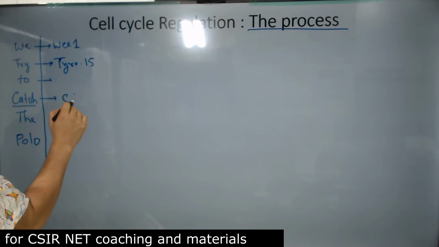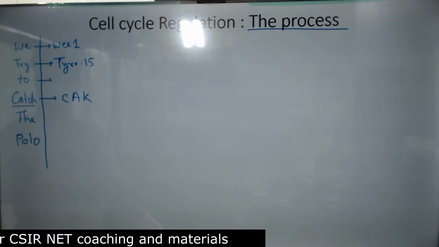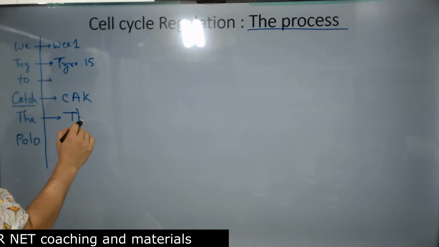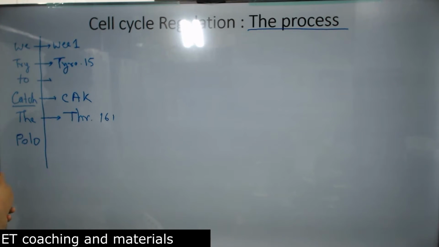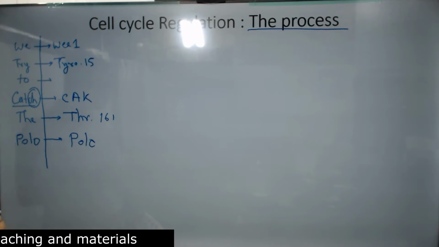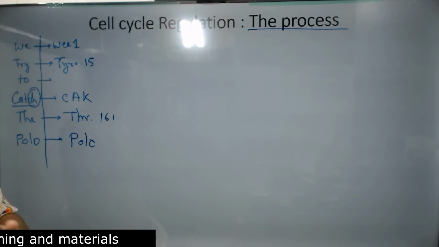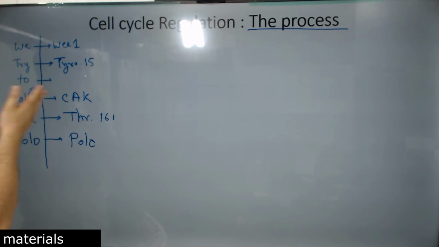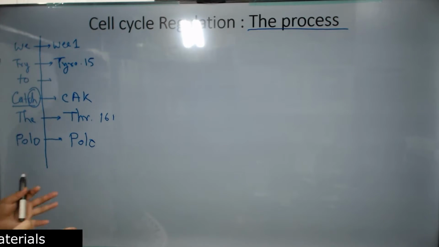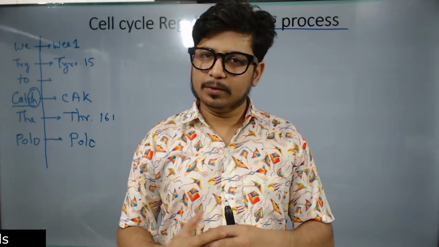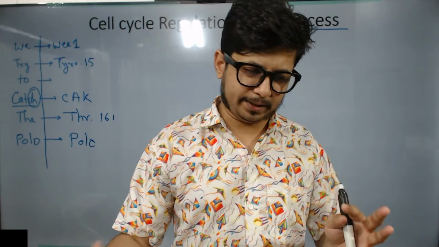C, catch is for CAK. Okay. The T, H threonine 161. Okay, polo is only polo. So these are the important components that we are going to utilize while understanding the process of cell cycle regulation. We have Wee1, tyrosine 15, CAK, threonine 161, and we have polo. Apart from all this, only one thing was missing in this particular line, that is the role of CDC25, which we will see in a moment because that is a phosphatase, so we keep it separated.